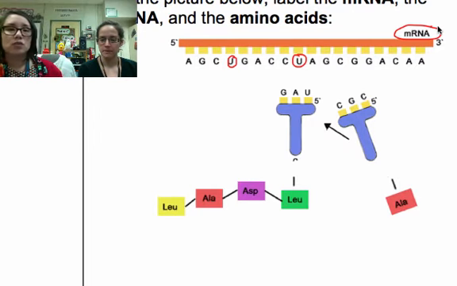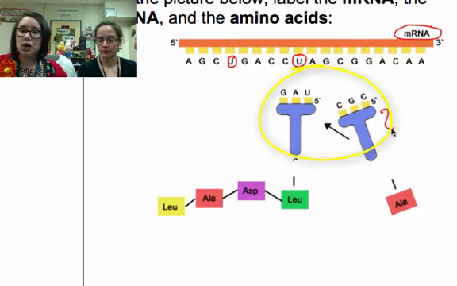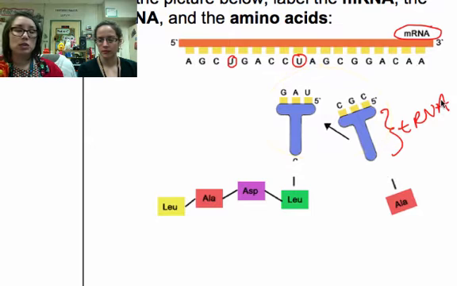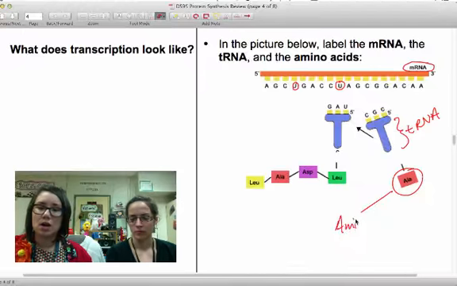The next thing that I'm looking for is my tRNA, and what shape is tRNA always going to look like? Looks like T's. Okay, so I have 2 here, so I'm going to go ahead and label this as my tRNA. And then the last thing that I'm looking to identify are my amino acids, and I have a bunch of them here, and I'm just going to label one. So here is my amino acid.